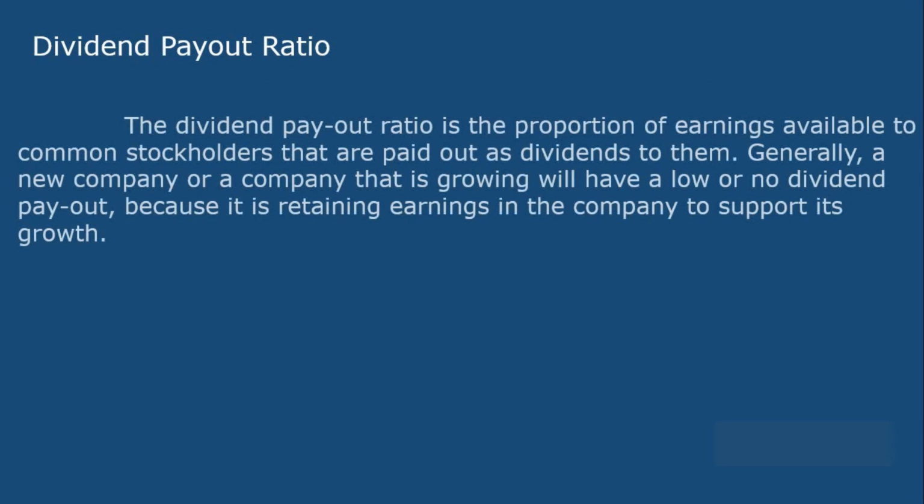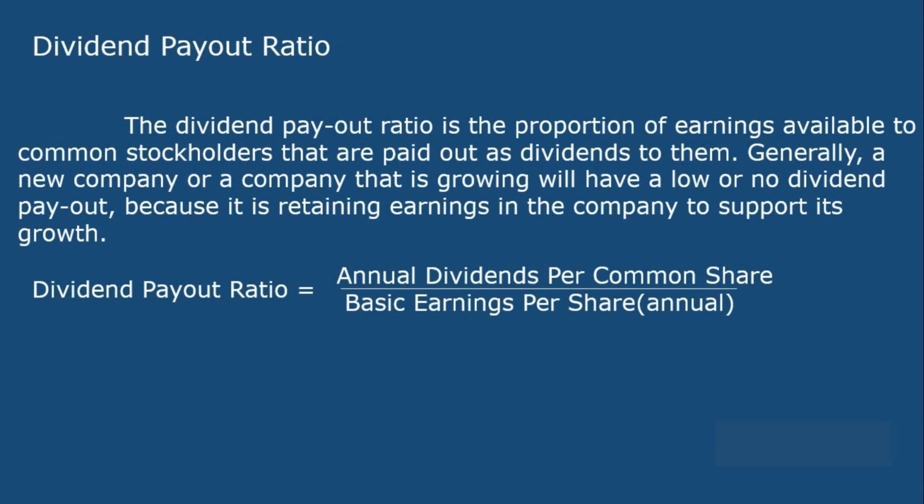Dividend payout ratio. The dividend payout ratio is the proportion of earnings available to common stockholders that are paid out as dividends to them. Generally, a new company or a company that is growing will have a low or no dividend payout because it is retaining earnings in the company to support its growth. The dividend payout ratio is calculated by dividing annual dividends per common share by basic earnings per share.